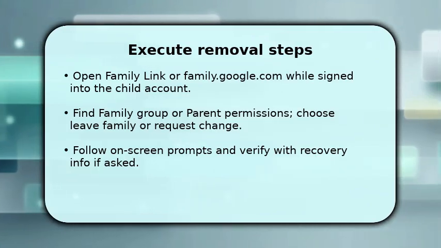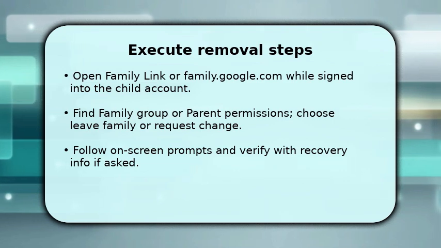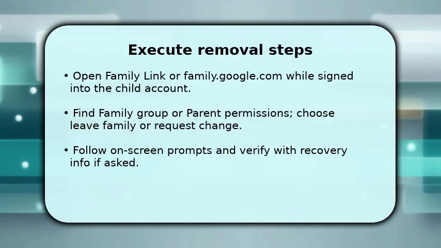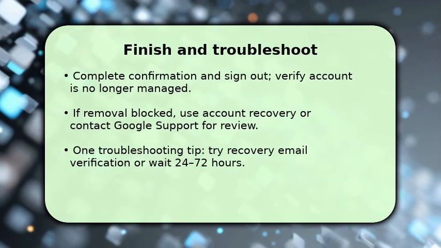If the parent phone is unavailable, follow the verification alternatives shown, such as recovery email, backup phone, or security questions to prove account ownership. You finish by completing confirmations and signing out, then sign back in to verify the account is no longer managed by Family Link.